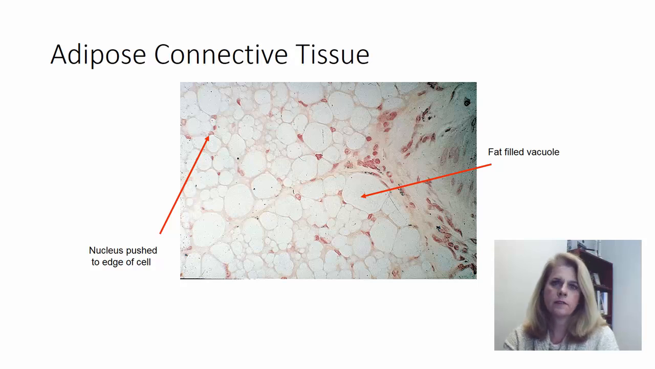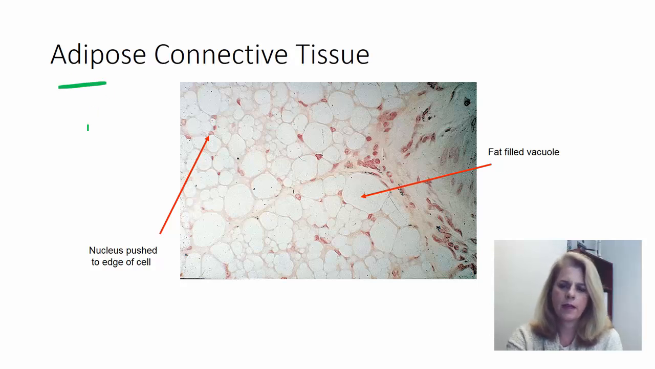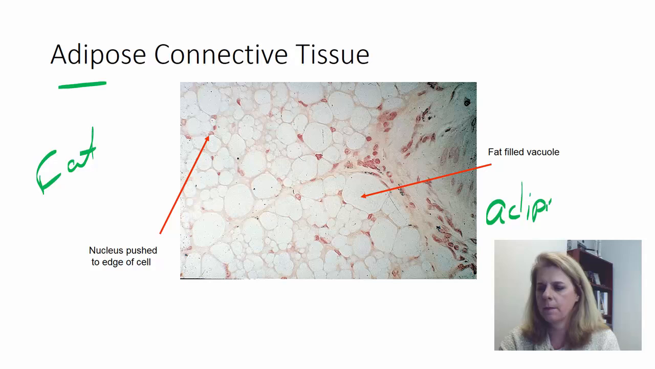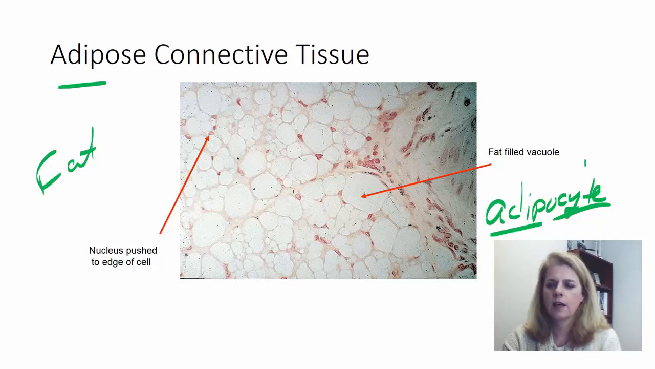So the first connective tissue we're going to talk about is adipose. And adipose is simply fat. When you talk about adipose tissue, it's made up of cells called adipocytes. I'm going to spell that out for you. Adipocyte. Remember, cyte means cell, so these are the fat cells. To me, it looks like bubble wrap. So if you see something on your test that looks kind of like bubble wrap, it's going to be the adipose connective tissue.